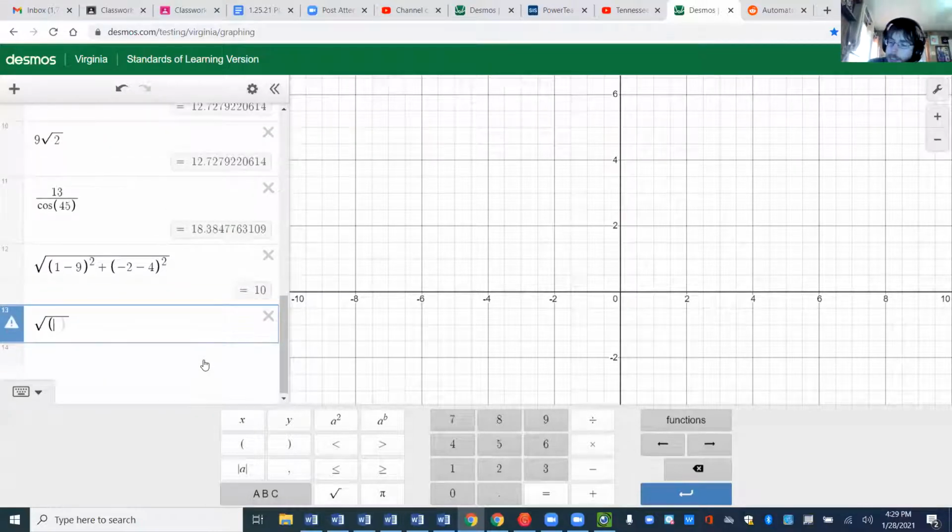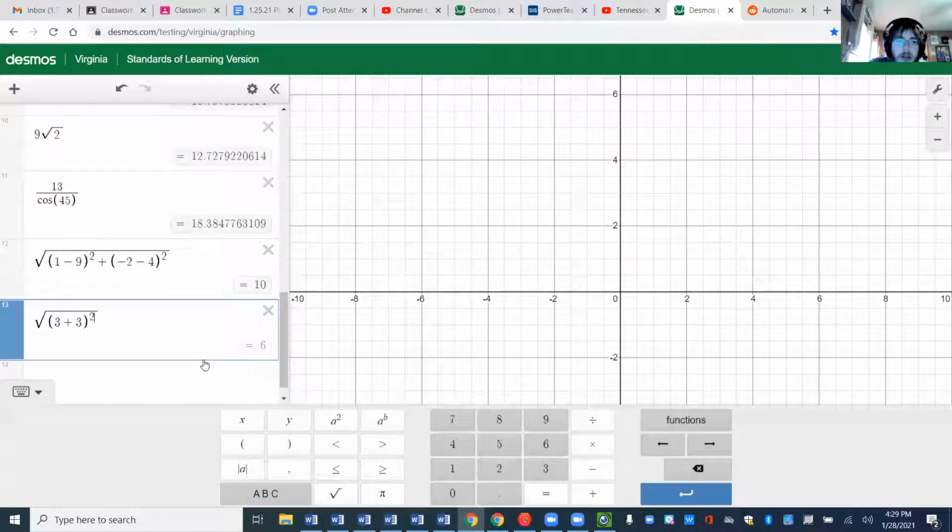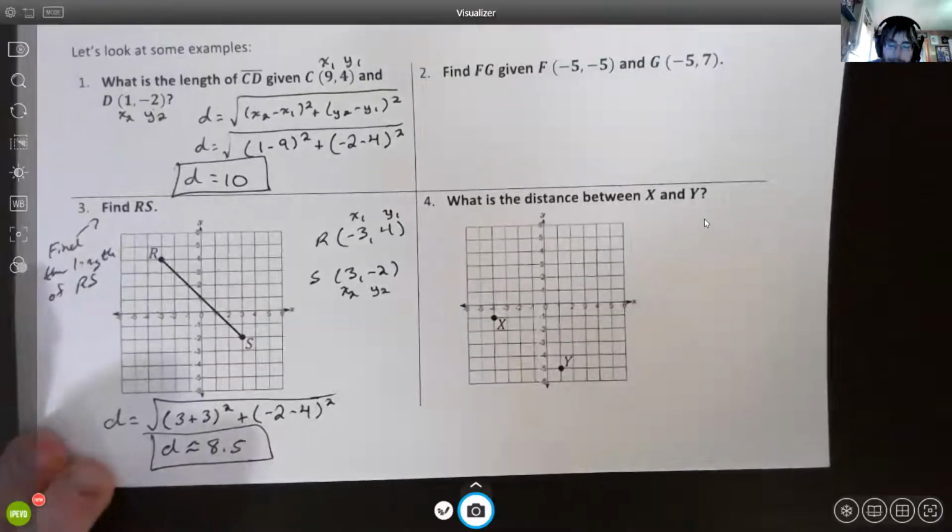So square root of 3 plus 3 squared plus negative 2 minus 4 squared. And that gives you, rounded to the nearest tenth, that D is approximately 8.5. Okay. So that would be your answer.